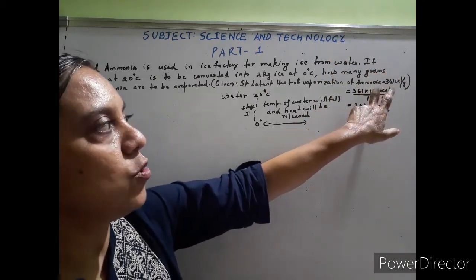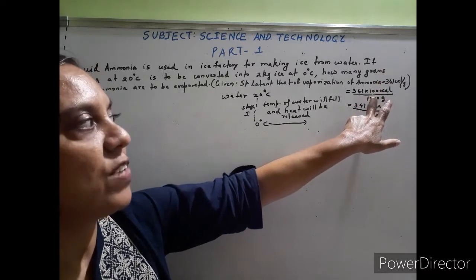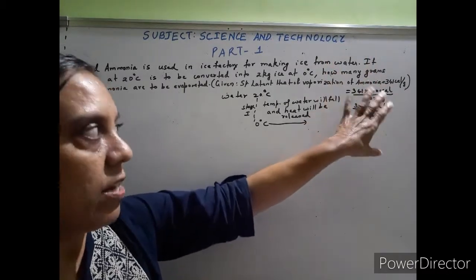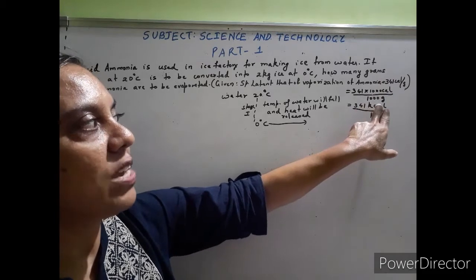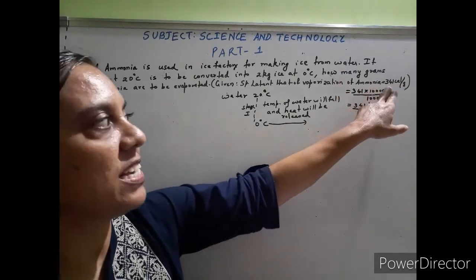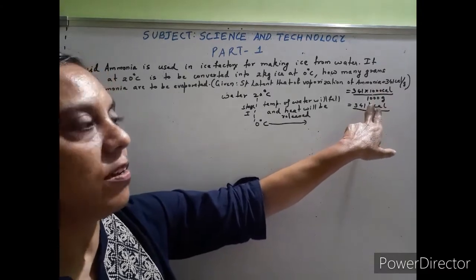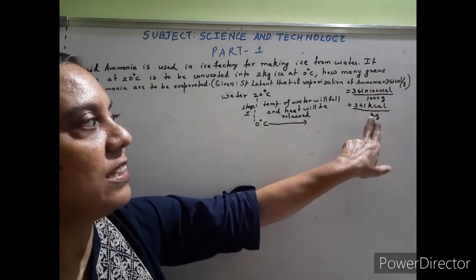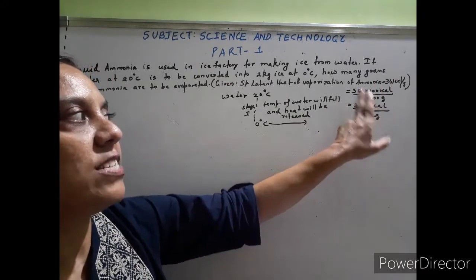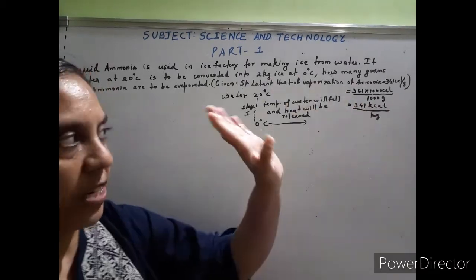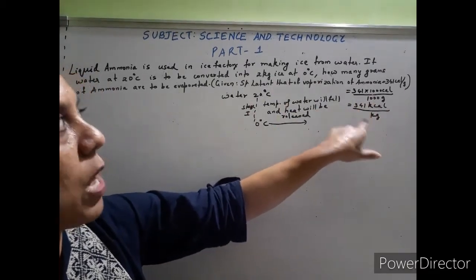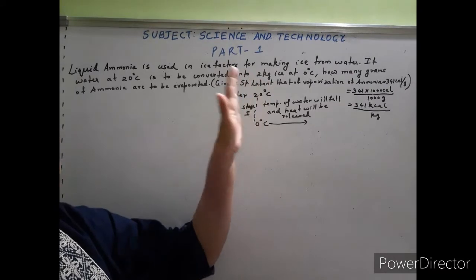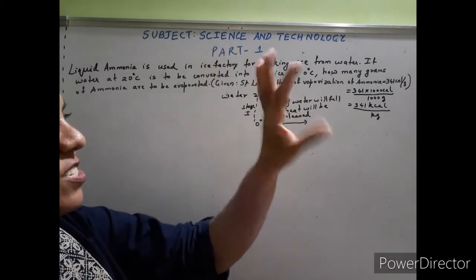So multiplying 1000 in the numerator and 1000 in the denominator will not make any change to the main value 341. So 1000 calorie will become kilocalorie because 1 kilocalorie is equal to 1000 calories, and 1000 gram will become 1 kilogram. So 341 into 1 is 341 kilocalorie upon kg. So this is in MK system now and here kg is also in MK system. So all the quantities are expressed in the same system of units, that is MKS system.